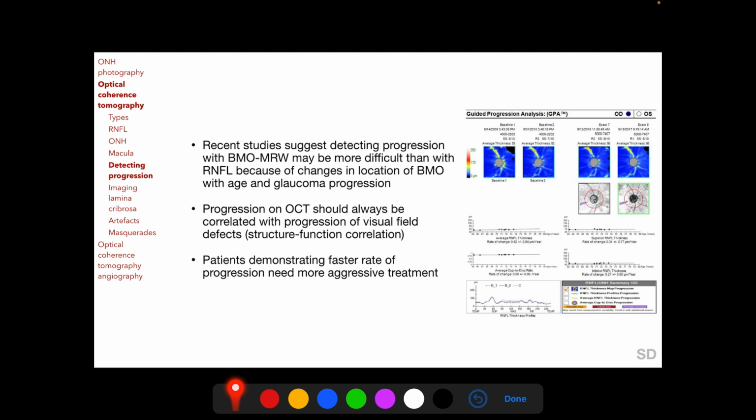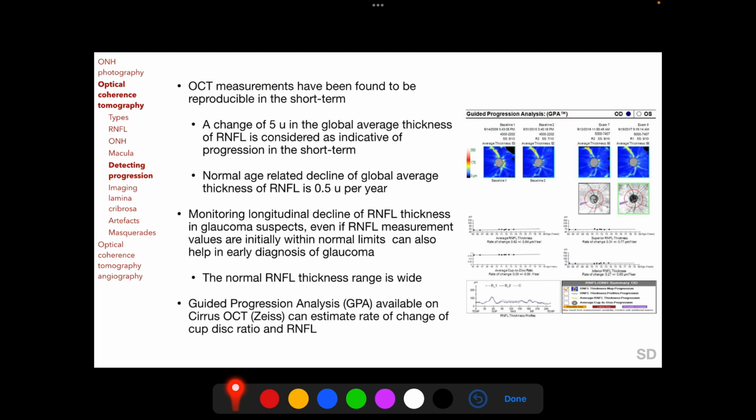And progression on OCT should always be correlated with progression of visual field defects. Patients demonstrating faster rate of progression need more aggressive treatment. OCT measurements have been found to be reproducible in the short term, and a change of 5 micron in the global average thickness of RNFL is considered as indicative of progression in the short term. And this change is 10 times the annual rate of age-related decline of RNFL thickness.